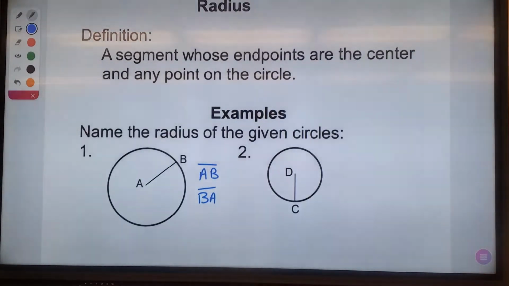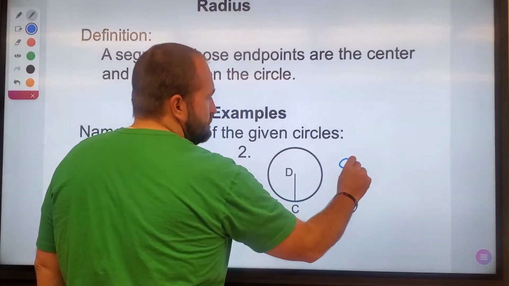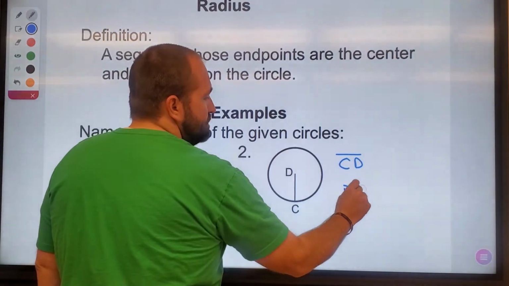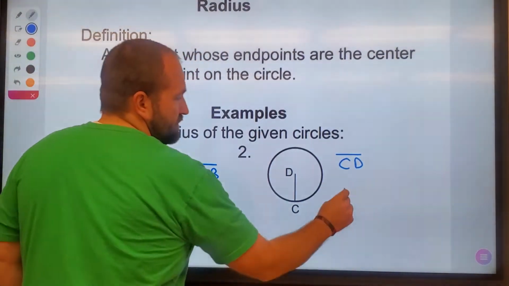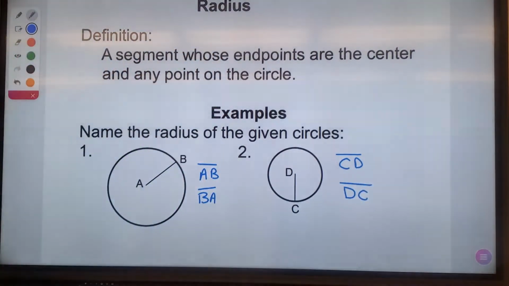Number two, in a similar fashion here though, with D and C, we are looking for then CD as the alphabetical, or I would take DC. I don't like the way that looks. So DC. Okay, again, either one of those answers would be fine.